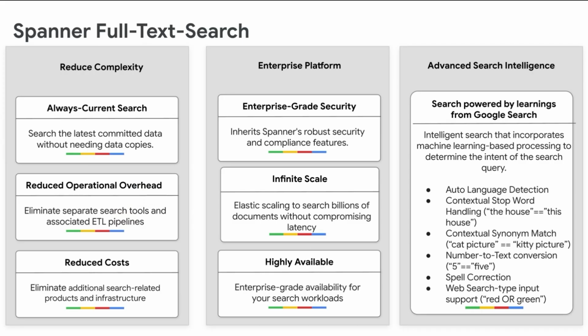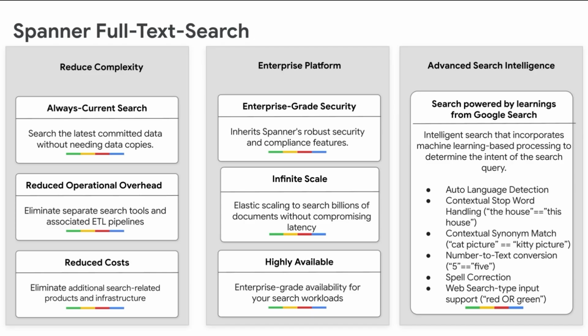Spanner full text search integrates search capabilities directly into the Spanner database. For the demo, we are going to use a very tiny subset of the features to just showcase the general idea. Because FTS, our full text search, essentially eliminates the need for a separate search and indexing system and the required ETL pipelines, which also allows you to search the latest committed data instantly, lowering the operational overhead and infrastructure expenses.